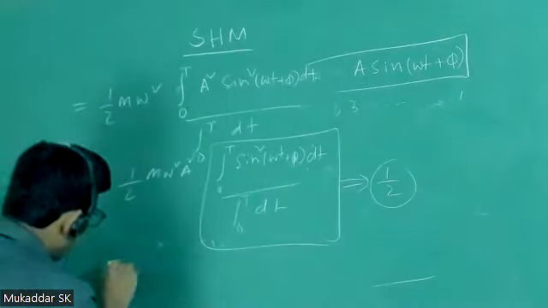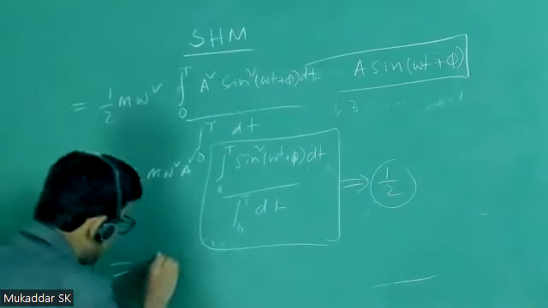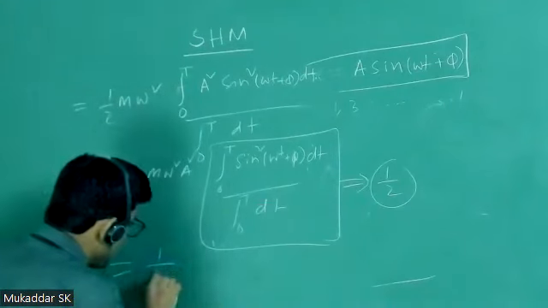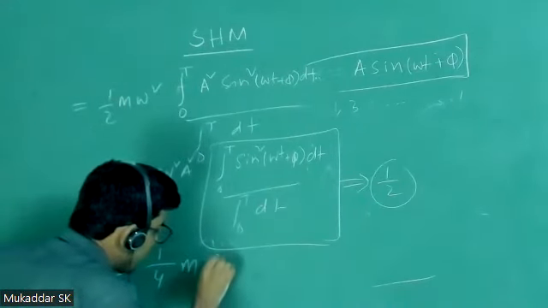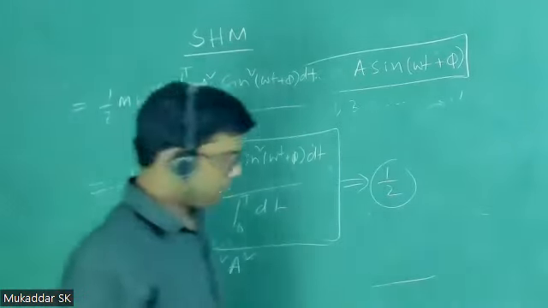So you will have the time average of potential energy over a complete cycle, that will be half into 1/2, that will be 1/4 m omega square a square. So this is the time average of potential energy. Okay.